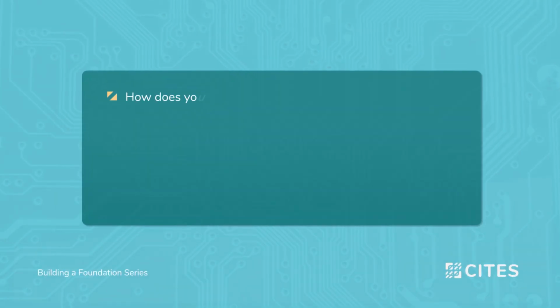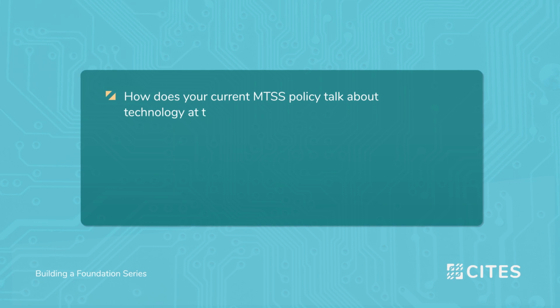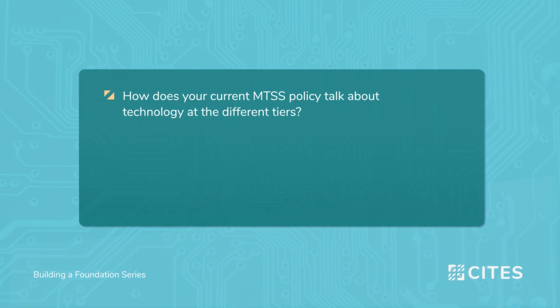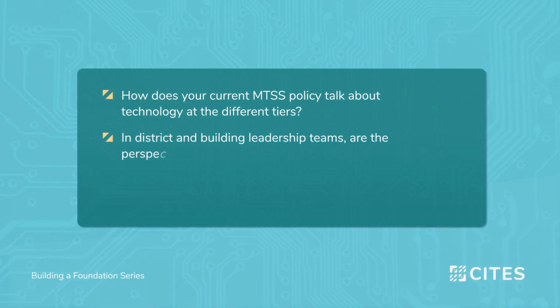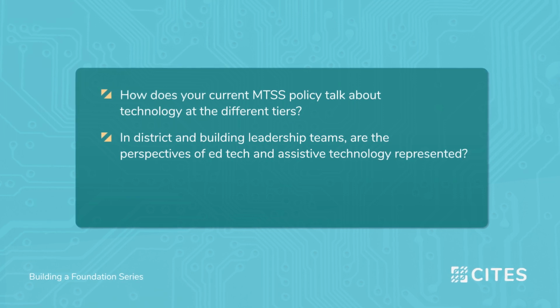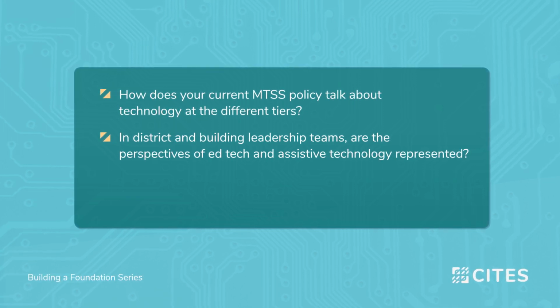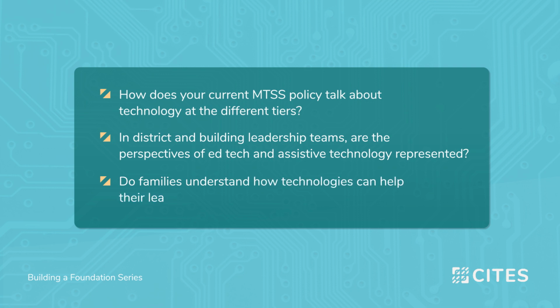Now, let's close with 3 steps you can take to start using inclusive technology in your MTSS. First, take a look at your current MTSS policy. How does it talk about technology across the different tiers? Next, check your district and building leadership teams. Are the perspectives of ed tech and assistive technology represented? And finally, make sure families, particularly families of students with disabilities, understand how technology can help their learners.